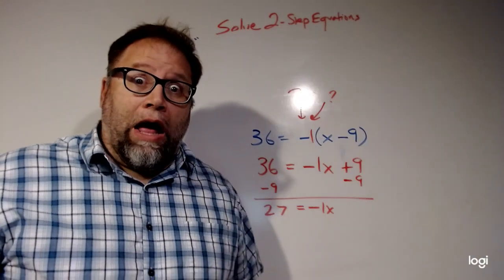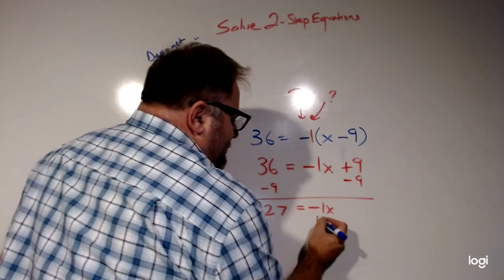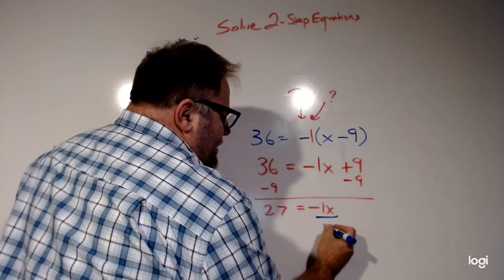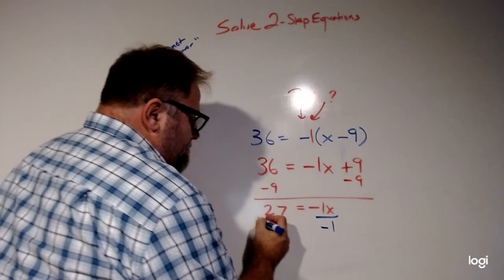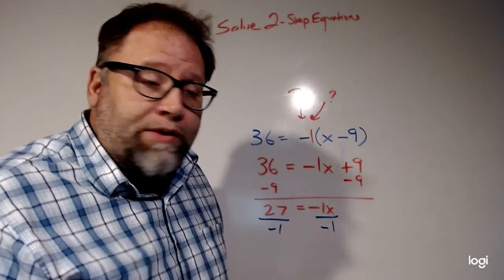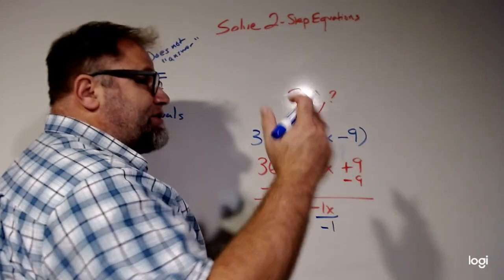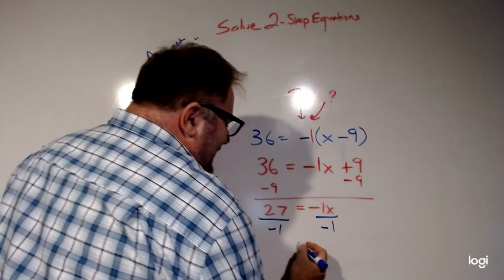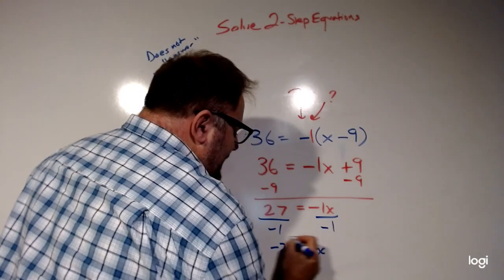Now what? Don't worry about it. We need this to be positive. We don't want the opposite of x. So we're just going to divide by -1. -1 divided by -1 is 1. Anything divided by itself is 1. Now over here I've got 27 divided by -1, which would be -27 equals x.